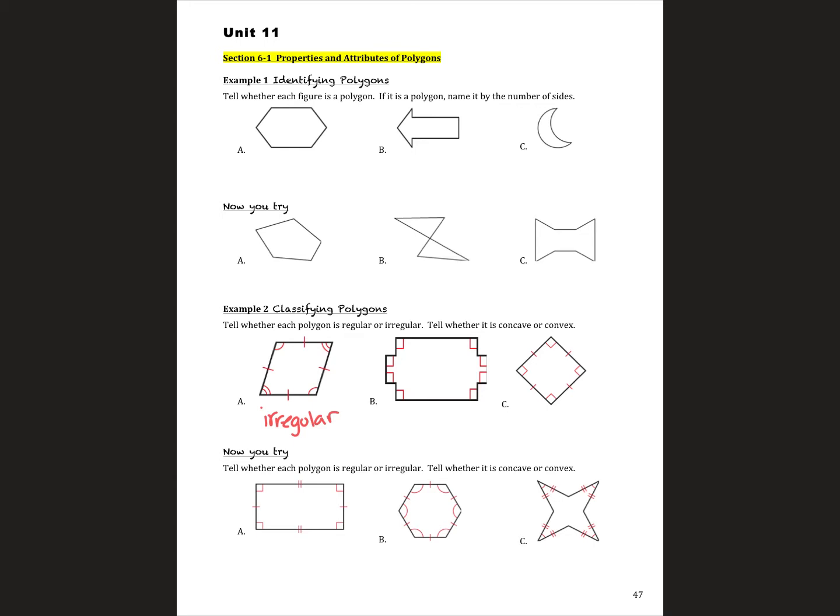And then for concave or convex, if it caves in, it's concave. So example B is concave. You can see it's caving in the corners. But that's convex. This is irregular. Anything concave is irregular. And this last one, they're all the same angle measures, all the same side measures, so it's regular. And then it could be convex or concave, but because it's not caving in, it's convex.